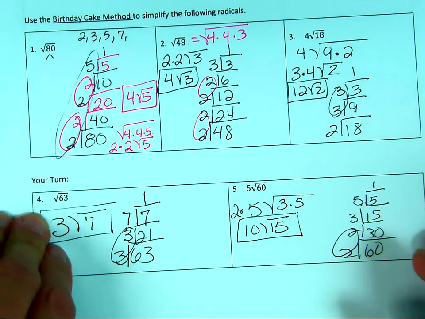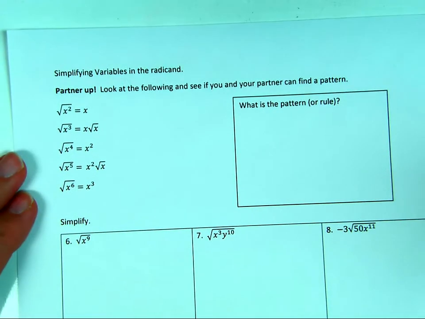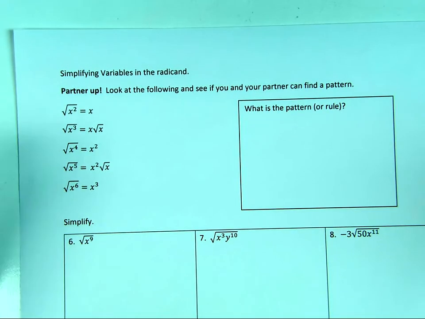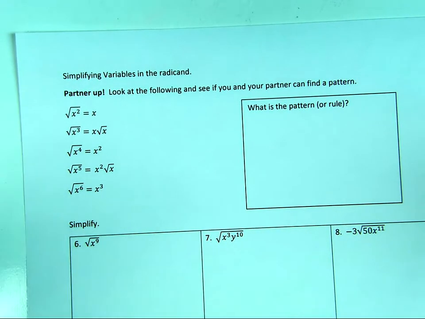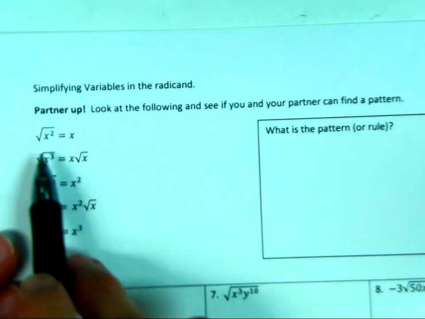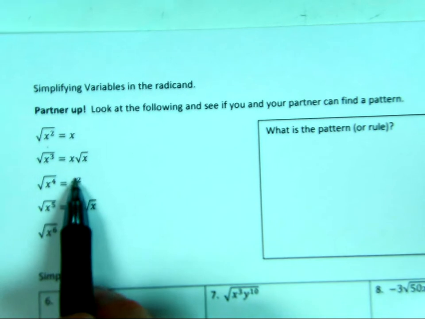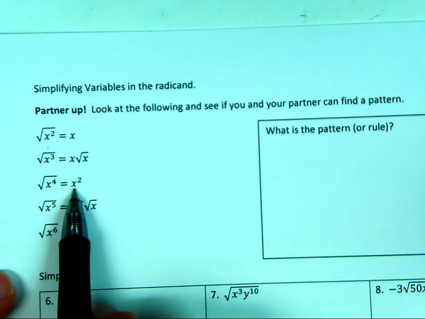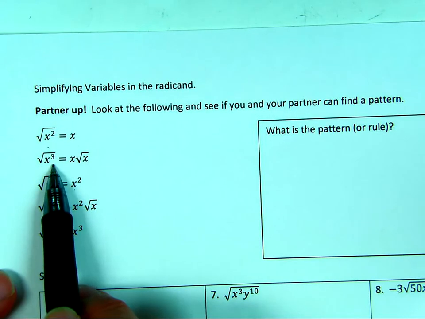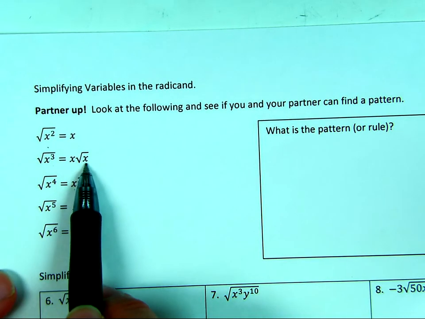All right, hopefully you're getting the hang of it. I just wanted to talk about variables for a minute, because those didn't have any variables in it. So when you look at this, I wanted you to just look and see if you notice a pattern. So the square root of x squared is x. The square root of x to the 4th is x squared. But in between there's an x cubed, and it's x square root of x.